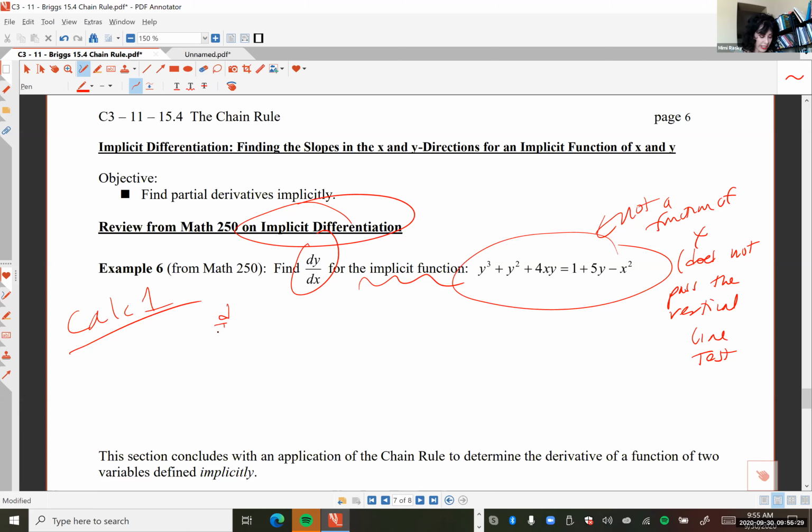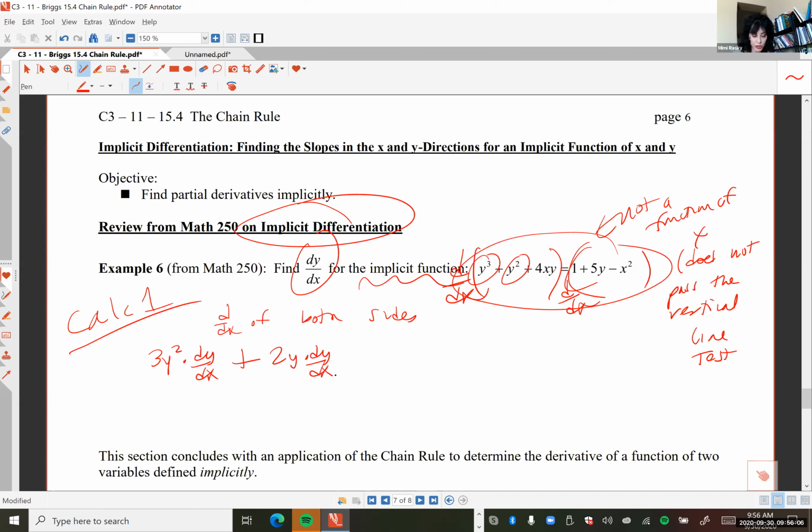So if you recall, you would take d/dx of both sides of the equation. So I would d/dx the left-hand side, and it is equal to d/dx of the right-hand side. And this isn't partial differentiation. In Calc 1, they don't teach you partial derivatives. You take the derivative with respect to x of both sides, where any term that has a y in it, you have to use the chain rule on it. So for example, the derivative of y cubed with respect to x is 3y squared times dy/dx, plus the derivative of y squared is 2y times dy/dx. I'm just using the chain rule.